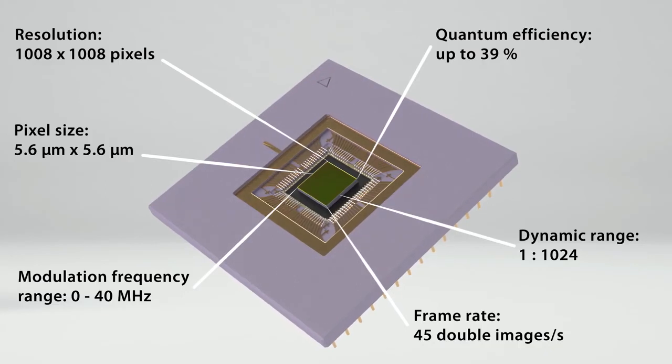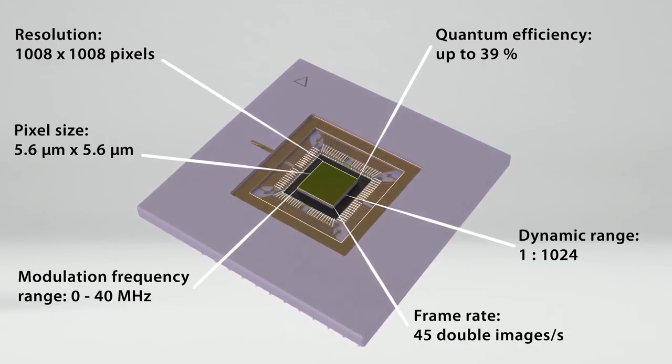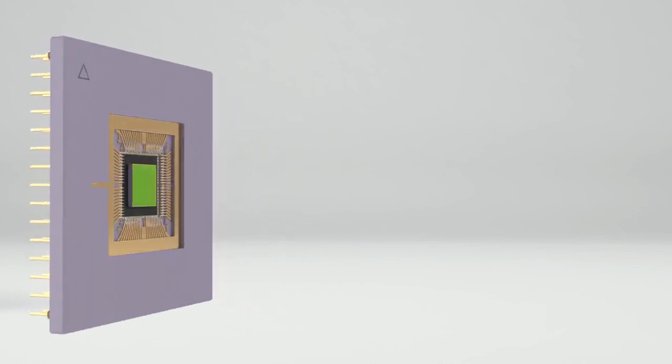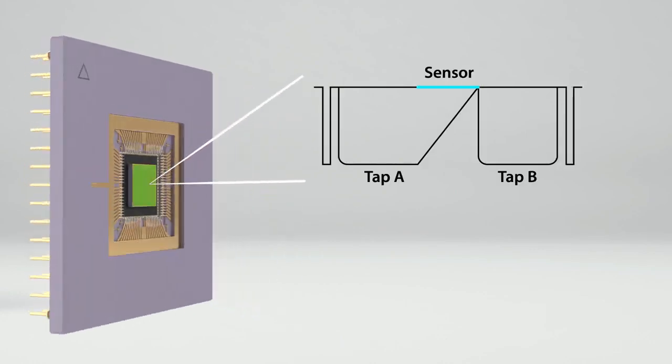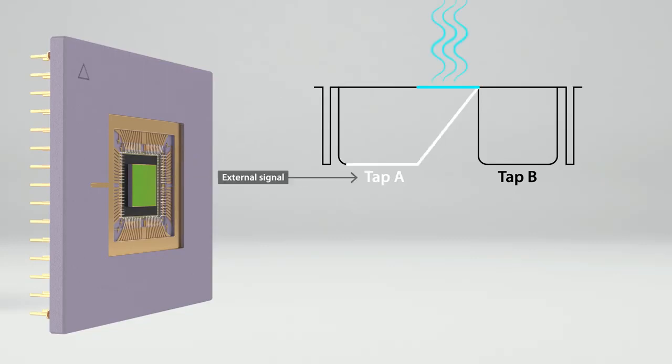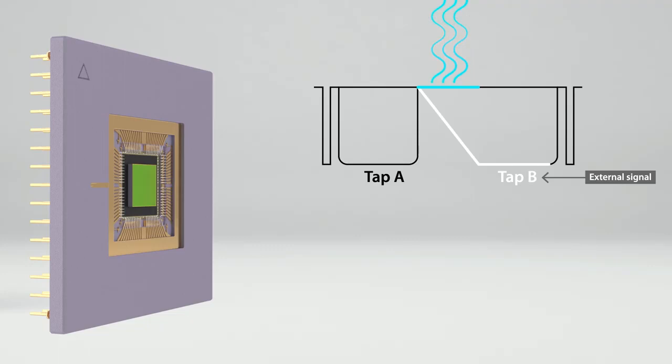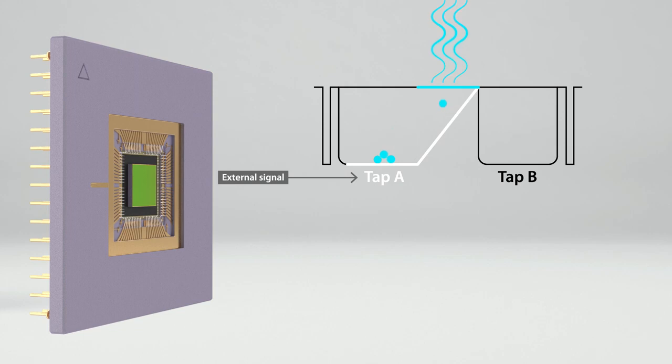It was developed by CSEM and PCO from 2007 to 2012. In this unique image sensor, each of the 1008 times 1008 pixels has two charge collection areas, tap A and tap B. An externally applied two-level modulation signal controls whether the generated charge carriers pass through tap A or tap B. By modulating the excitation light and the image sensor at the same frequency, specific phase shifts can be measured in each pixel. At phase 0, tap A is active.